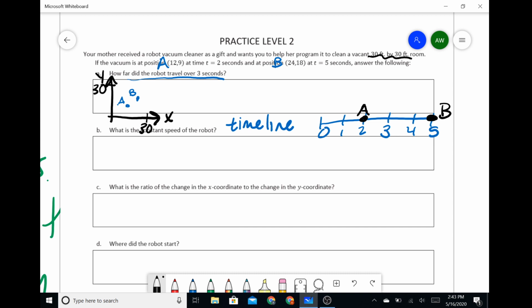So point B is at 5 seconds, point A is at 2 seconds. So when this says, how far did the robot travel over 3 seconds? It means in the 3 seconds between point A and point B, 1, 2, 3 seconds, how far did the robot travel? So what this means for us is it's asking, what is this diagonal distance, right? How far is it between point A and point B?